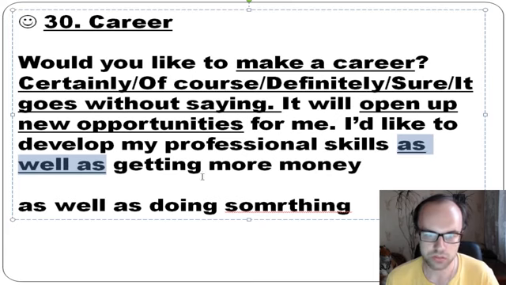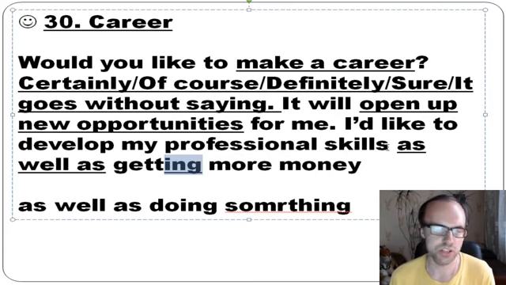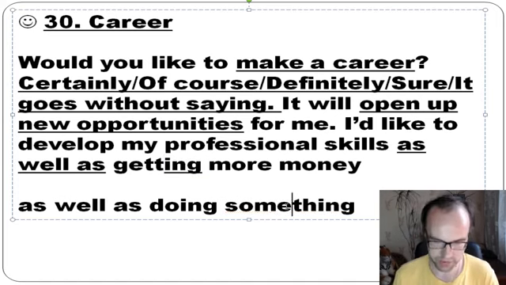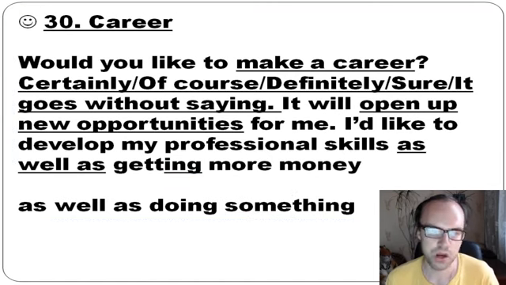It means that I'd like to develop my professional skills and also get more money. But it's just the structure, as well as doing something. So I'd like to improve my speaking as well as listening, or as well as improving my listening skills. So a very nice phrase, as well as doing something. So career, or would you like to make a career? Certainly, of course, definitely, sure, it goes without saying. It will open up new opportunities for me. I'd like to develop my professional skills as well as getting more money, as well as doing something.